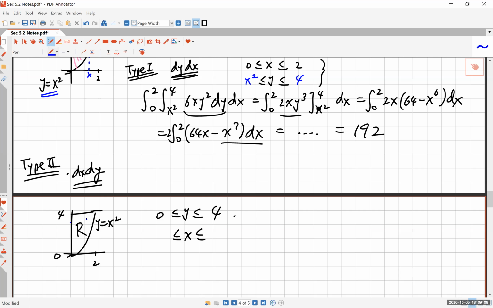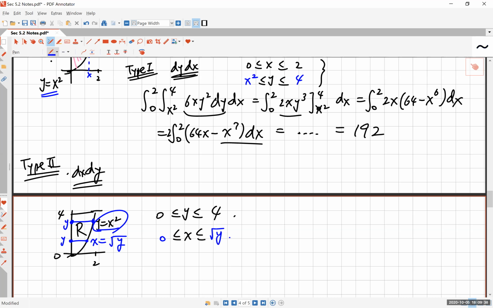And then for each y, so now you have to go this way. For each y, x goes from 0 to what? The answer is that x always ends on this equation, the parabola. But you have to solve this for x. What is x in this case? It's the positive square root of y, because it's on the right-hand side of the y-axis. So x goes from 0 to the square root of y.